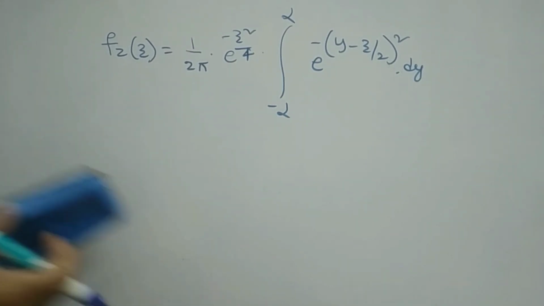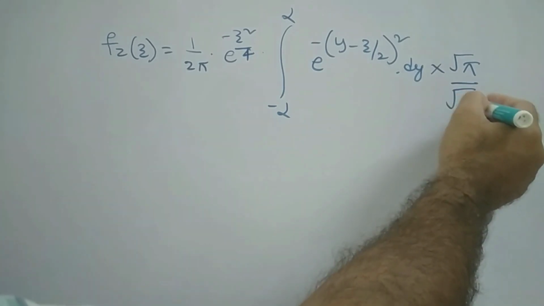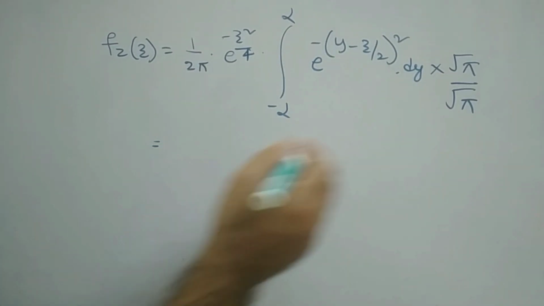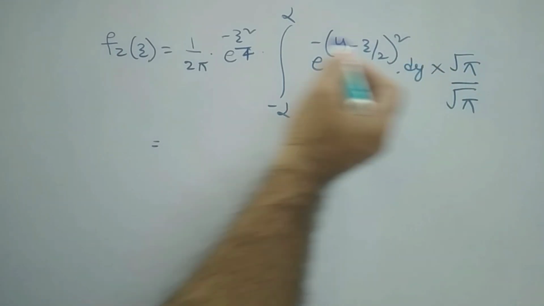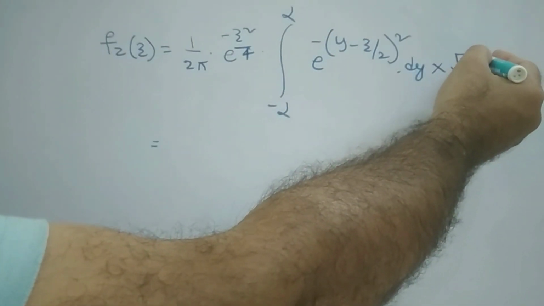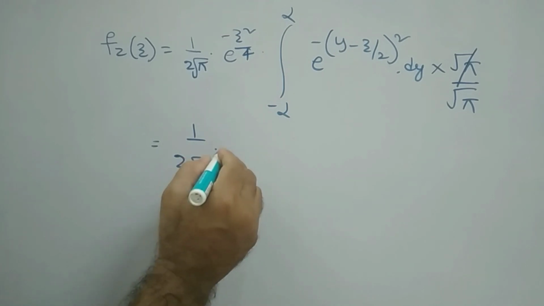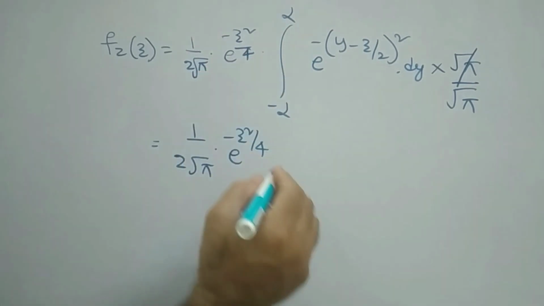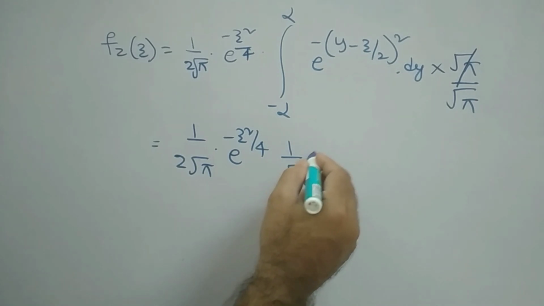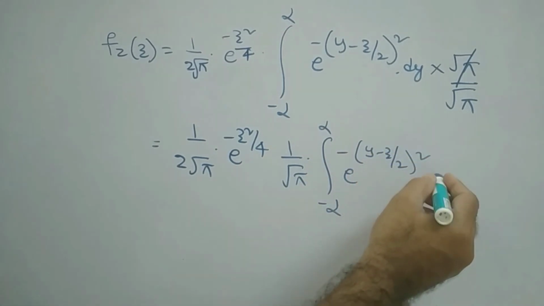Now, finally, what I am going to do is multiply this entire thing by root pi by root pi. I can divide and multiply with root pi. This is another modification. So by cancelling root pi here, I can add root pi here. Means 1 by 2 root pi I can write here, e power minus z square by 4 as it is. And this 1 by root pi I can write before the integral, that is 1 by root pi integral minus infinity to plus infinity e power minus of y minus z by 2 whole square dy. Clear?